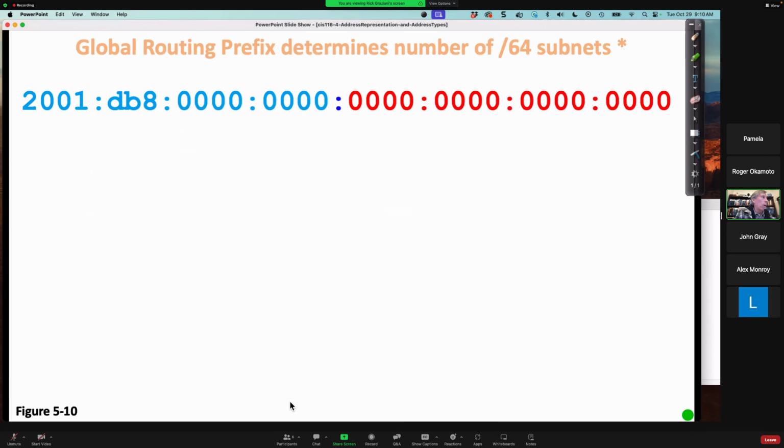So this is kind of cool. The global routing prefix. We're going to talk more about this next week, but the global routing prefix.